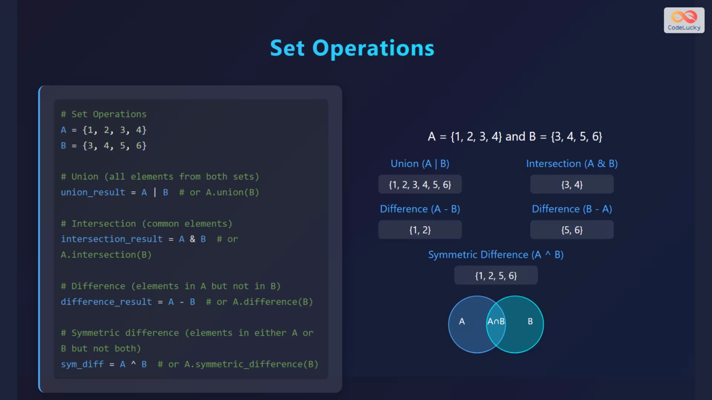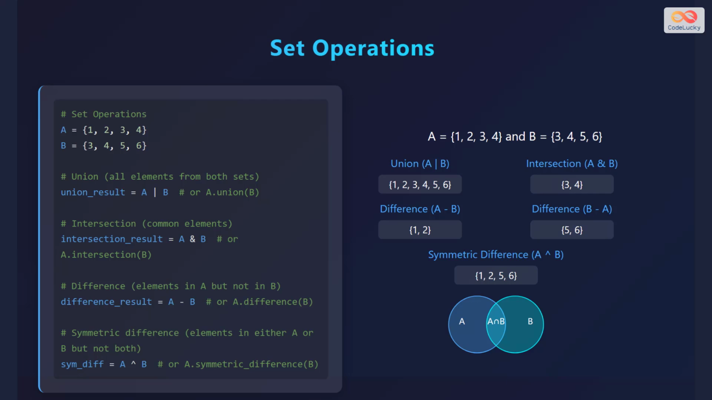The difference operation finds the elements that are in a, but not in b. You can perform a difference operation using the minus symbol. difference_result = a - b, or by using the difference method. a.difference(b).